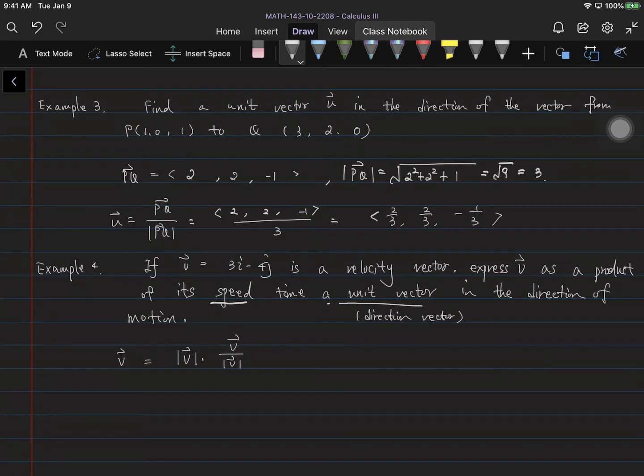And now let's take a look. The v vector is given by 3, negative 4 actually, right? Or 3i minus 4j. So what's the length of the vector? This is 5. Okay, so the speed for this vector is 5. And the direction vector is 3i minus 4j divided by 5. And if we simplify, 5 times 3/5 i minus 4/5 j.